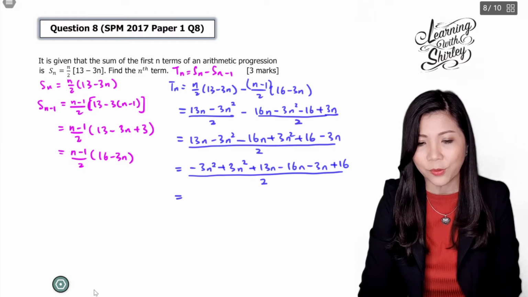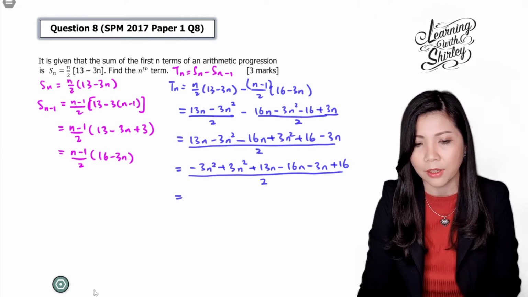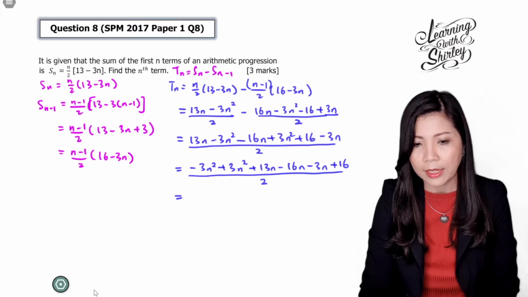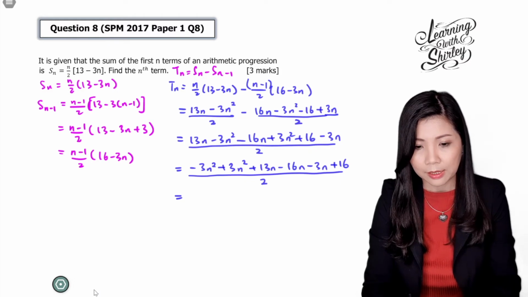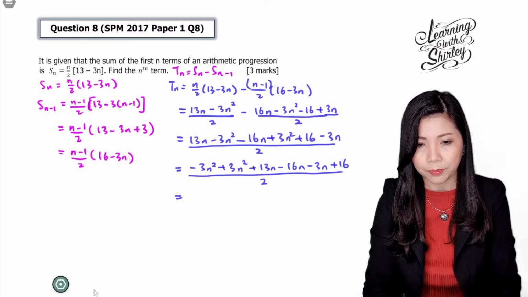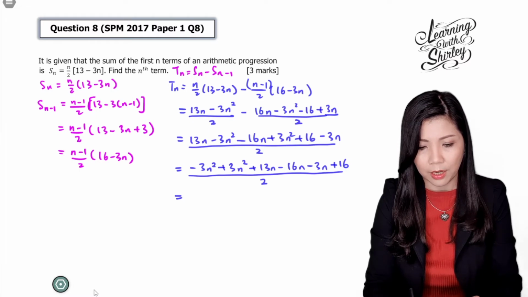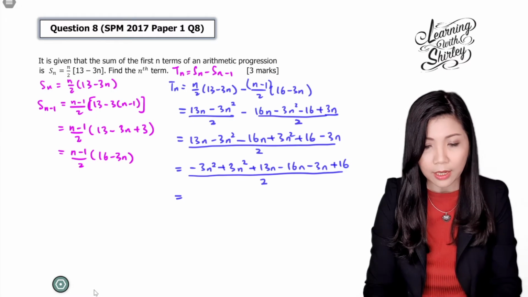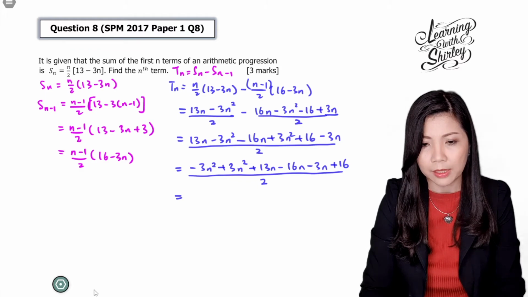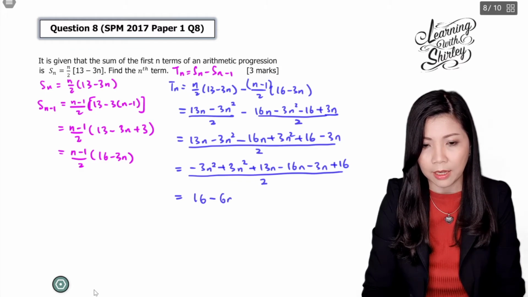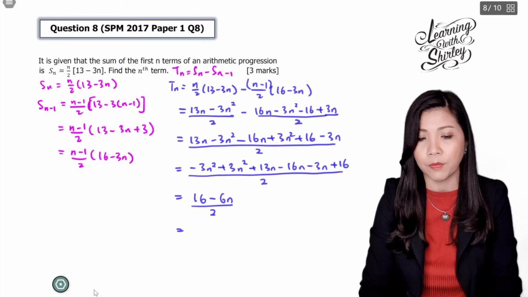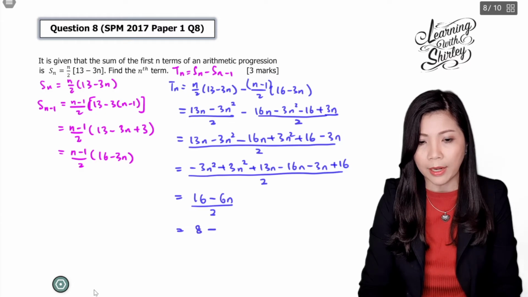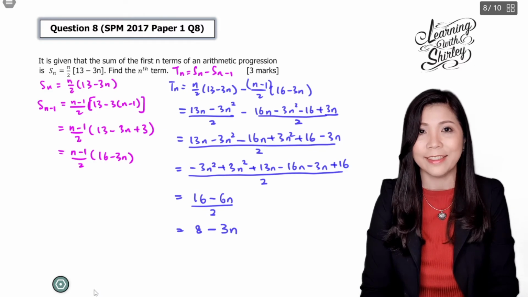Negative 3n squared plus 3n squared will be eliminated. Then 13n minus 16n minus 3n. So 13 minus 16, then minus 3, we get negative 6. So negative 6n. So it'll be 16 minus 6n over 2. Now we can simplify. 16 divided by 2 is 8, minus 6n divided by 2 is 3n. So that's the final answer.